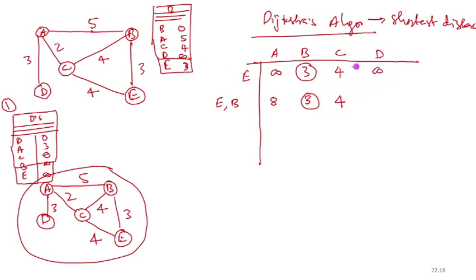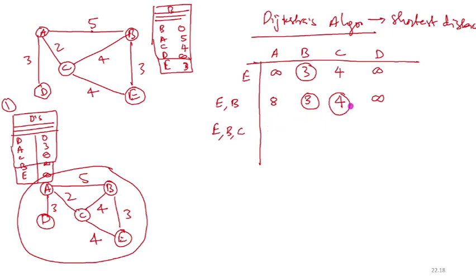Then this D, can we reach from B to D? No, there is no direct path from B to D. So it will be again infinity. Okay, so now among these, this one is the smallest one, so we will be considering now E, B and then C. So E, B and C.